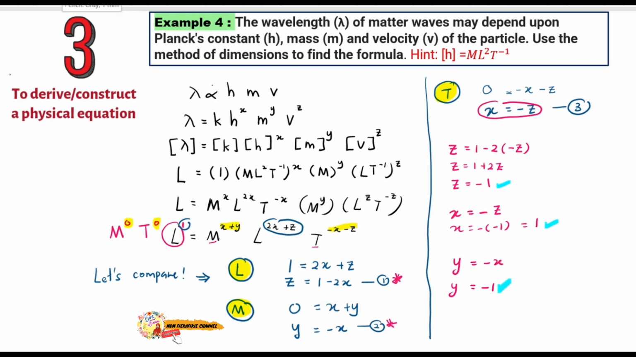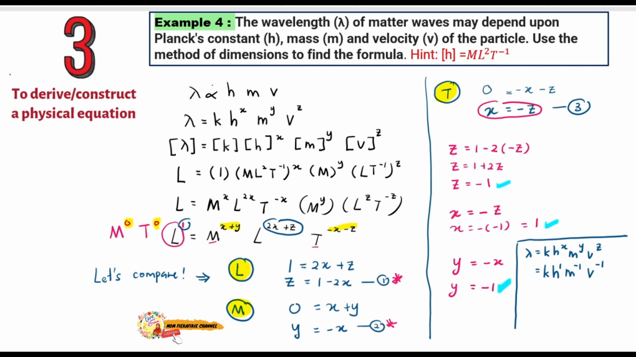Jom kita tulis relationship. Saya dah tak muat nak tulis ni. Tak apa, saya tulis kat sini, kecil je. Saya buat line dekat sini. Now, as we know that lambda is equal to k h^x m^y v^z, let's substitute the value. Where k is the constant, h, x tadi kita dapat 1. M, y tadi kita dapat negative 1. And v, power of z, where z is negative 1.